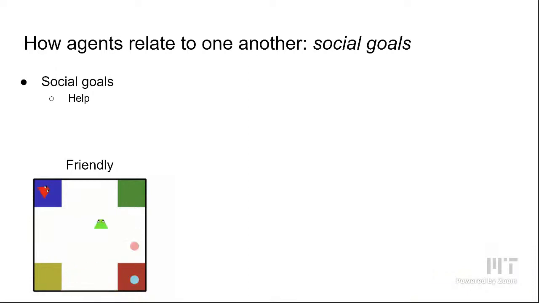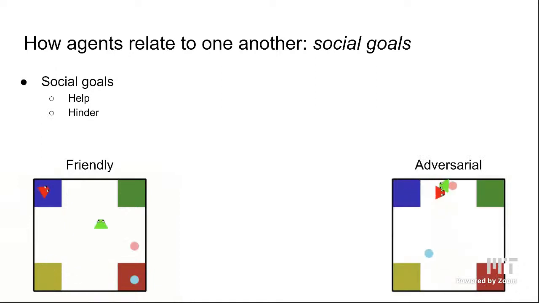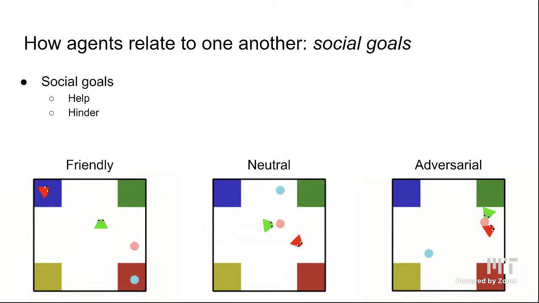For example, if an agent has a social goal of helping, the relation would be friendly. And if an agent has a social goal of hindering, the relation would be adversarial. If each agent has a separate physical goal that's unrelated, we'd say the relation is neutral.